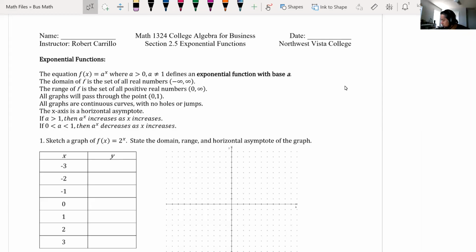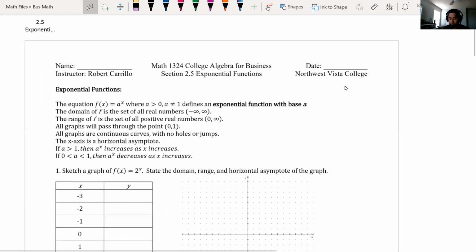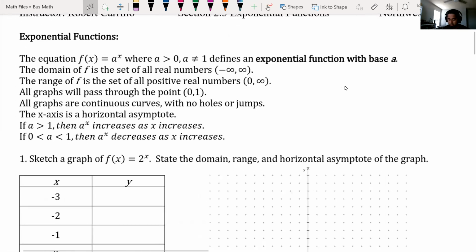Exponential functions. So we'll learn how to graph exponential functions, simplify, and calculate exponential functions. Okay, so start off with the definition of an exponential function.